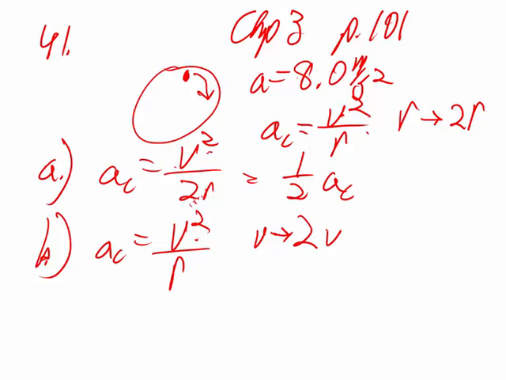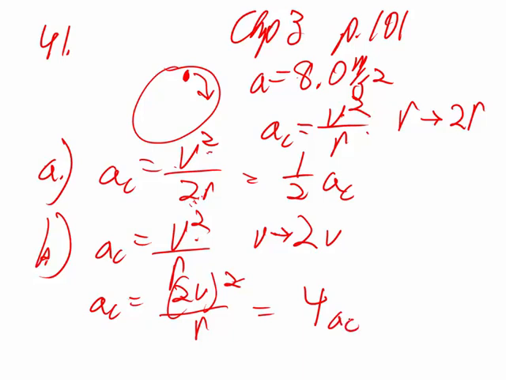v to 2v, we'll plug it in. Well, centripetal acceleration is equal to (2v) squared over r. Well, what's 2 times 2? It's 4 times as much. 4 times the centripetal acceleration. Sure, do the math. That's conceptual. 2 squared is 4. So whatever the velocity is, it'd be 2 times that divided by r, and be 4 times the original centripetal acceleration. Okay, folks, I hope this helps you.